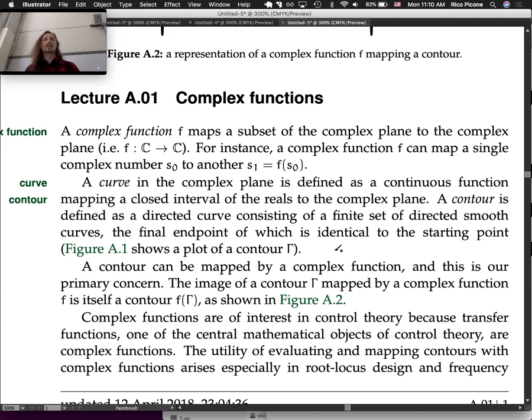So a complex function, f, maps a subset of the complex plane to the complex plane. In other words, f is a map in this mathematical notation. f is a map from the complex numbers to the complex numbers, or a subset of each, right? For instance, a complex function f can map a single complex number, s0, to another, s1. If you plop s0 into a complex function f, it'll return to you a complex value, which is the so-called image of the function.